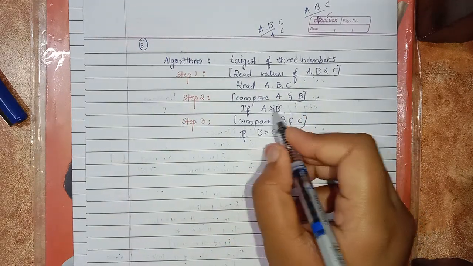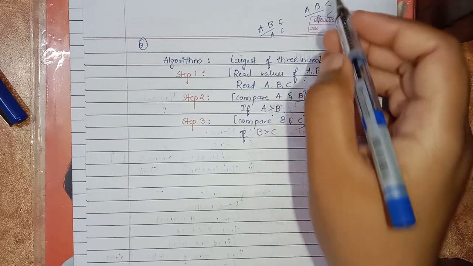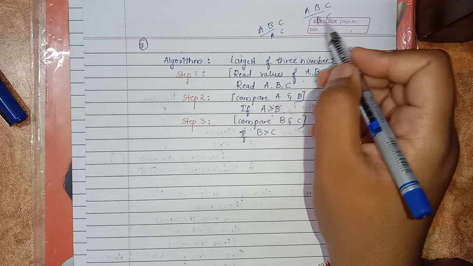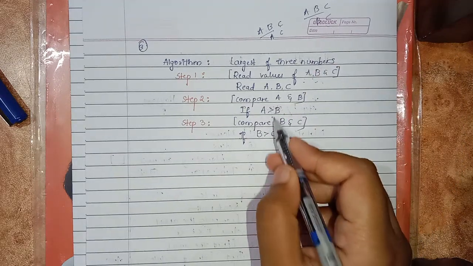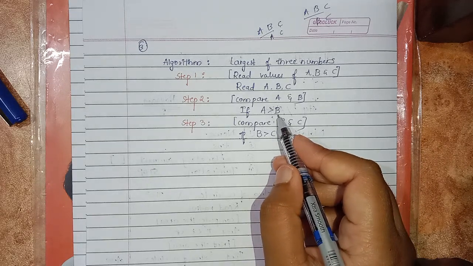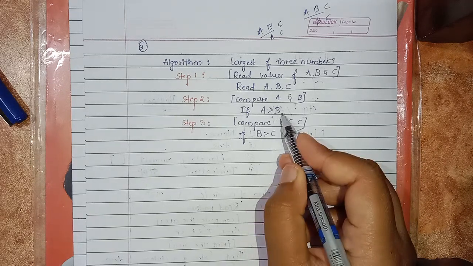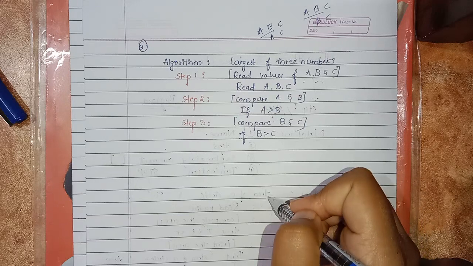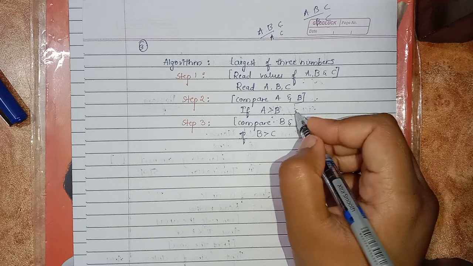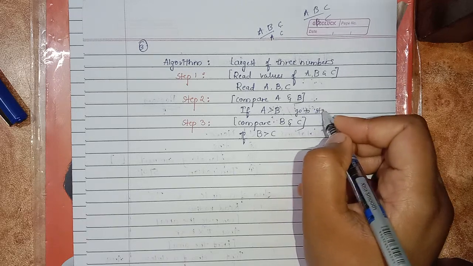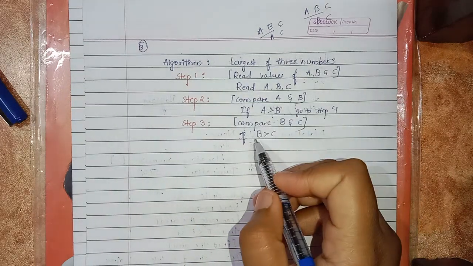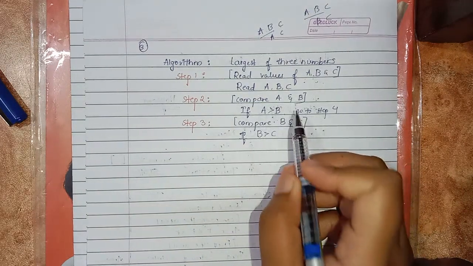So here, if A is greater than B, you will go for A and C comparison. But now you can't directly go for B and C comparison here, only A and C comparison. So you should wait here. After this step, you should go to the next step if A is greater than B. So here I'll write, if A is greater than B, go to step 4. Okay, so you keep this as it is.